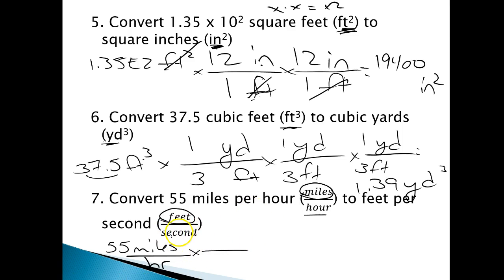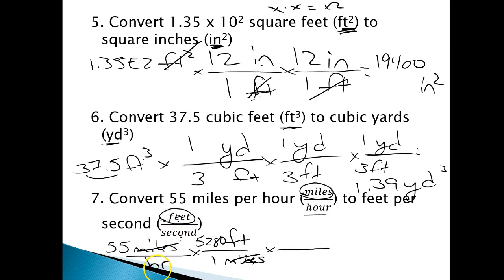So all I'm looking at is miles on the bottom, because it's in the numerator here. I need to put it in the denominator here to cancel out, and put feet on top, because I want feet on top. 1 mile, 5,280 feet. Miles cancels out. And if I was to stop right now, my unit on top would be feet, and my unit on the bottom would be hours. Well, I don't want feet per hour. I want feet per second. So I'm going to take it one more step.